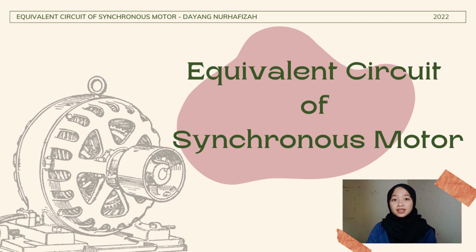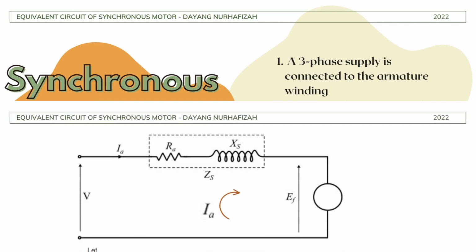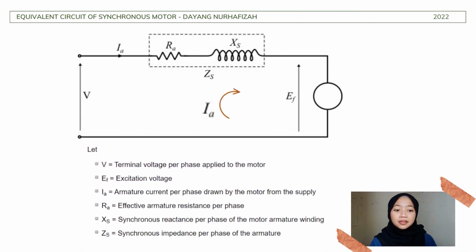I am going to continue with the equivalent circuit of the synchronous motor. A synchronous motor is a doubly excited system where it is connected to two electrical systems. First, a three-phase supply is connected to the armature winding, and then a DC supply is connected to the rotor field winding. We can see from here that we have an equivalent circuit for one phase of a three-phase synchronous motor. From the left side, we have V, which is the terminal voltage per phase applied to the motor. And in the circuit, we can see that we have a current flowing, which is IA, also known as the armature current per phase drawn by the motor from the supply.